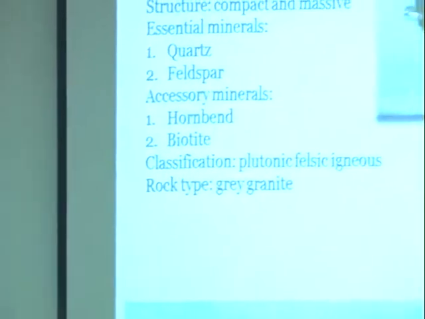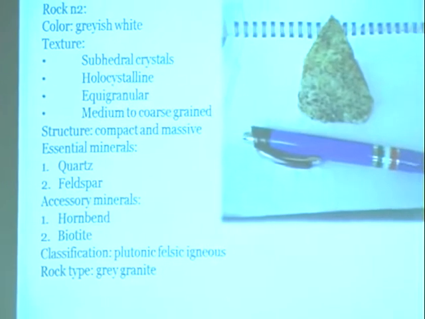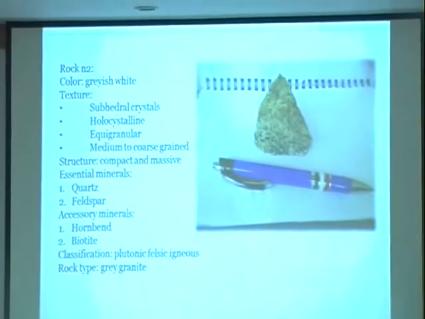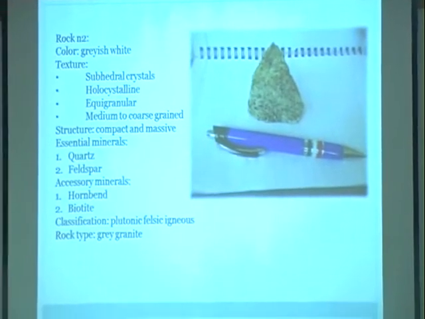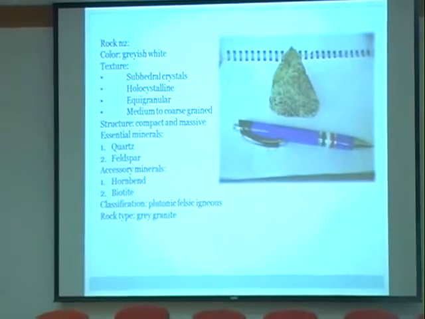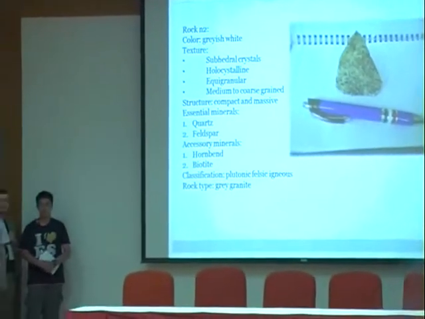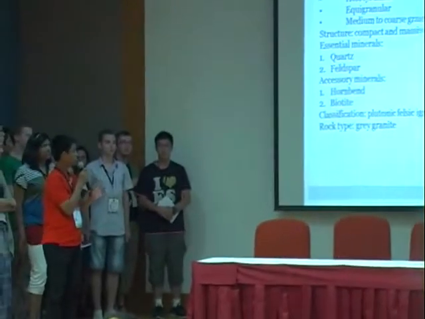And then the rock number 2, it's also granite, but different in color. The color is grayish white, with texture also subhedral crystals, holocrystalline, equigranular, and medium to coarse grained. And there is the picture of the hand specimen of it. The structure is compact and massive, as you can see in the hand specimen, with essential minerals quartz and feldspar, and the accessory minerals hornblende and biotite. So you can conclude that it is a plutonic felsic igneous rock, with the rock type gray granite.